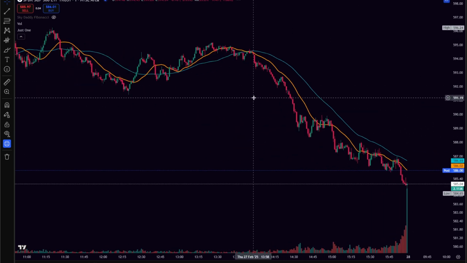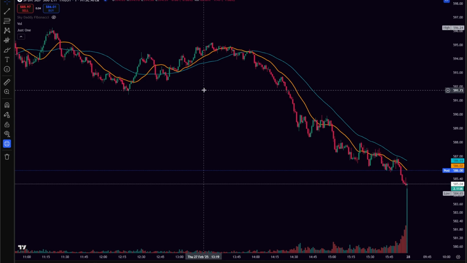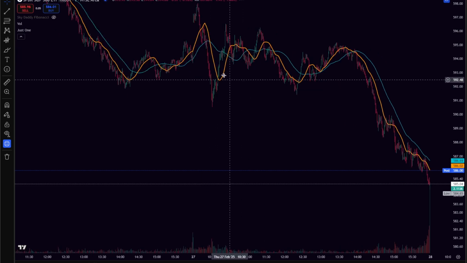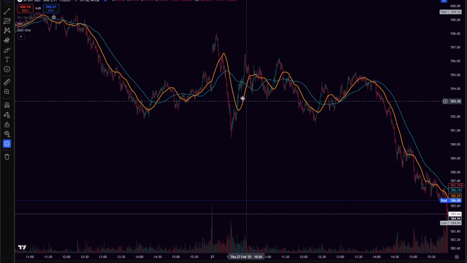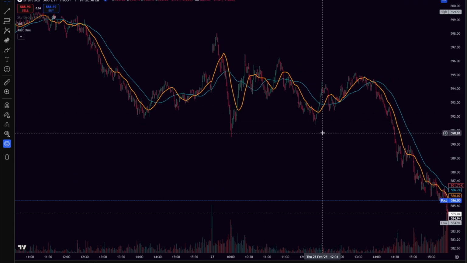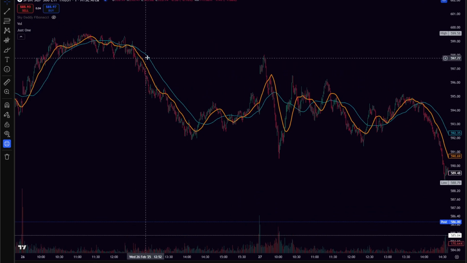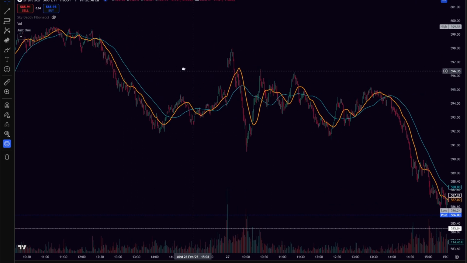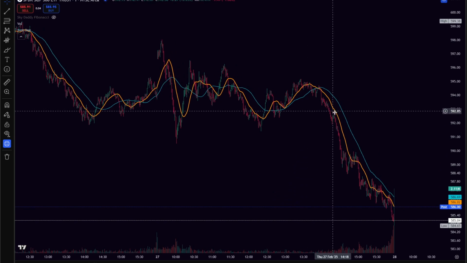I like looking at the direction that the 50 moving average is pointing when we are in an uptrend or a downtrend. And today, when you see this, I just wait with the moving averages. There's just so much going on, ups and downs, ups and downs. I like when it's smoother. I like seeing things like this. Smooth downtrend.